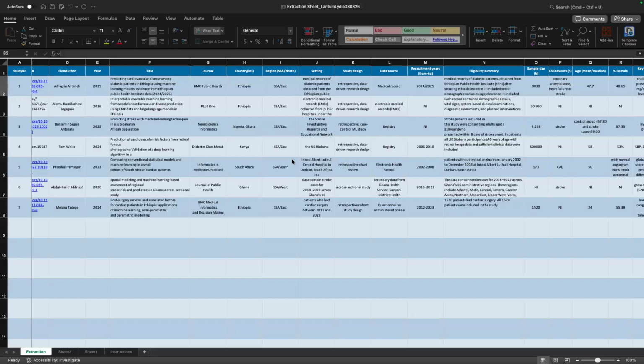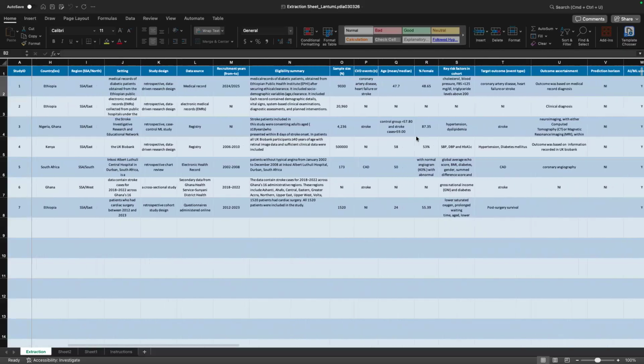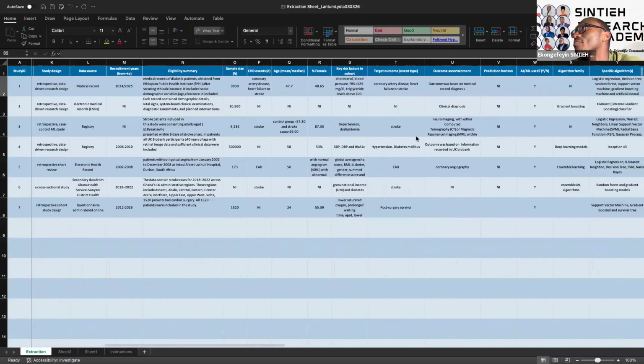Okay. And then the study designs: most of them were retrospective data-driven studies. And then there's, let me see, data source.